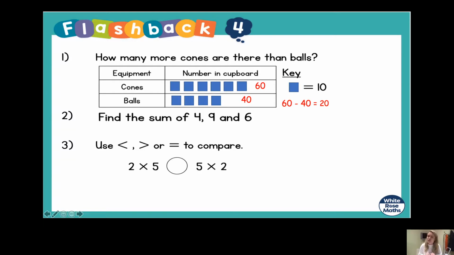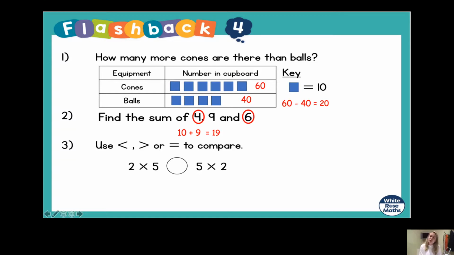What 2 numbers jump out at us, year 2? Yes, you're right. It's 4 and 6. And why is that? Well, it's because they add together to equal 10. It's one of our number bonds to 10. So now we just need to add the other number. What's 10 plus 9? Yes, it's 19. Fantastic.